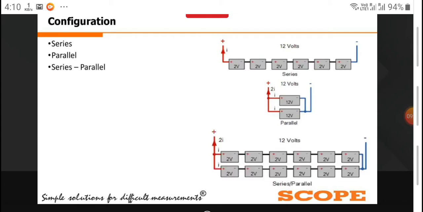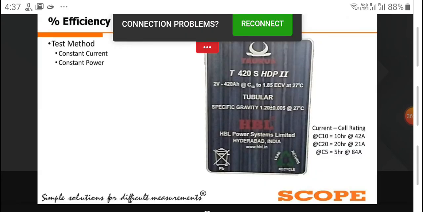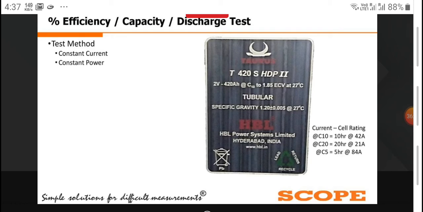Now, in case of series parallel configuration, like in battery banks, we have 2-volt cells, 6 numbers, and another 2-volt cells, 6 numbers, connected in parallel. So we get 12 volts as the output voltage, and the output current is twice that of I. The cell voltage is 2 volts. The total battery bank capacity is 420 ampere hour. The type of the battery is C10, that is, the rated discharge time is 10 hours, and the ECV is 1.85 volt.